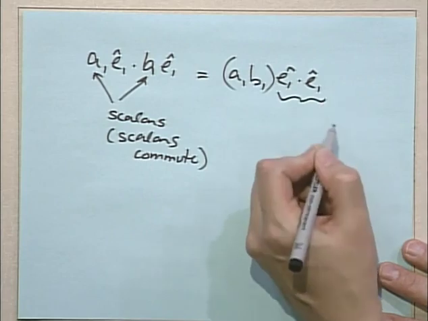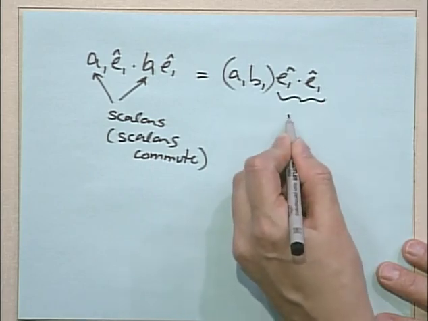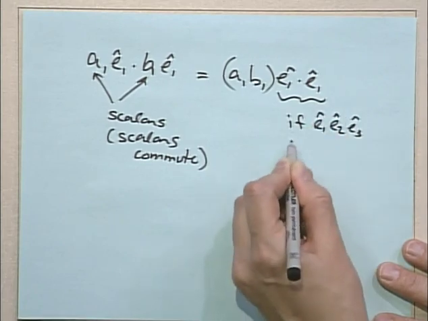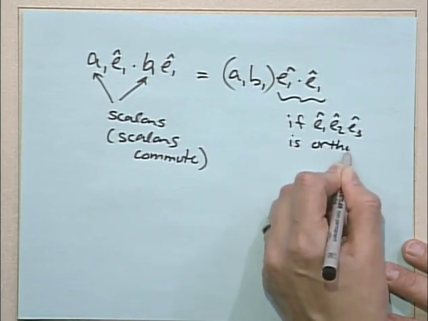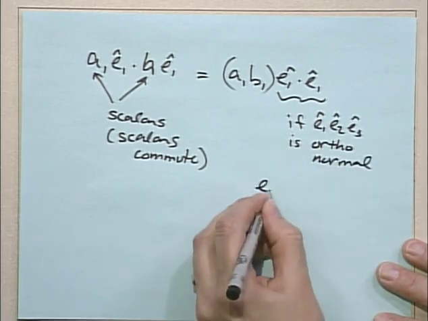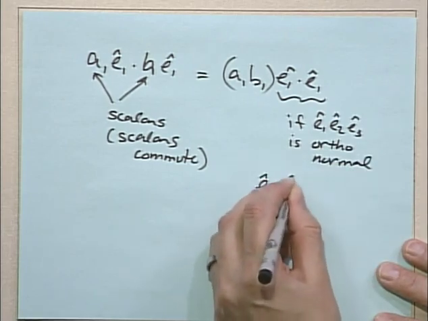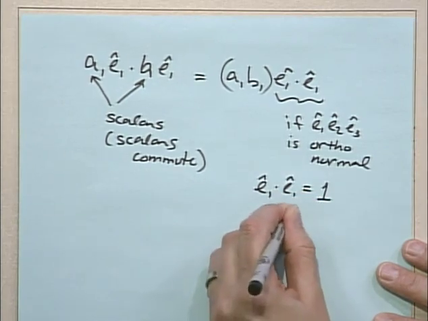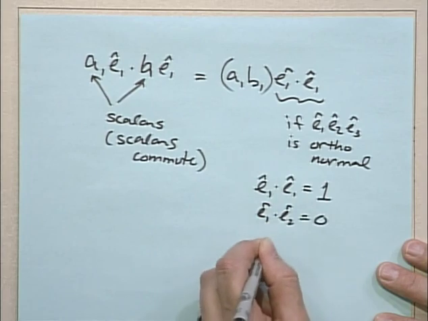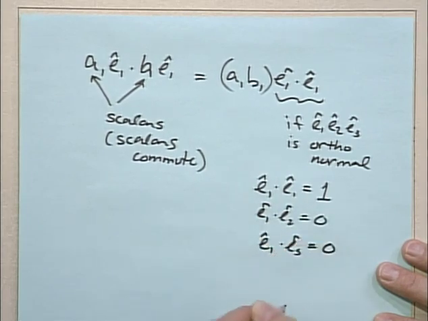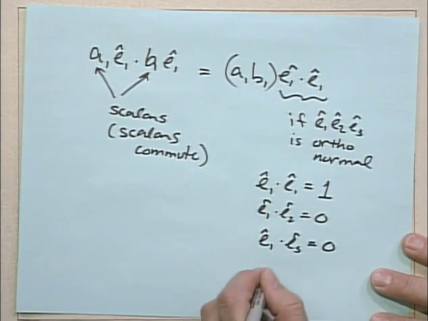And then I carry this out, and if they're orthonormal, in an orthonormal coordinate system, e1 dot e1 is 1 because they're unit vectors. e1 dot e2 is 0 because they're perpendicular. And e1 dot e3 is 0 because they're perpendicular. And also e2 and e3 dot to 0 as well.